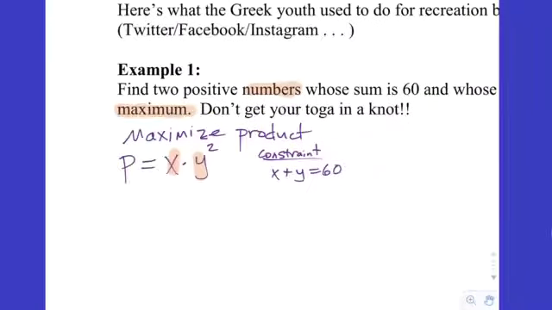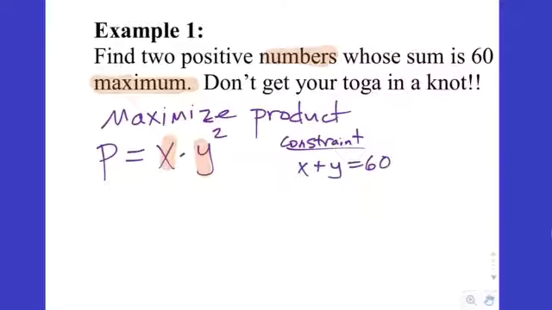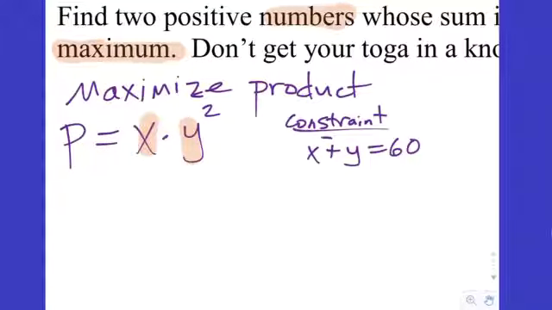So really, you're going to write two equations, and it doesn't really matter the order in which you write them. The constraint equation is X plus Y equals 60. The function you're trying to maximize is P equals XY squared. So once you have both of those equations down, it turns into an algebra 2 problem. You're going to do substitution. You're going to use the constraint equation to solve for either variable, and then you're going to plug that into your primary equation to get it in terms of a single variable.